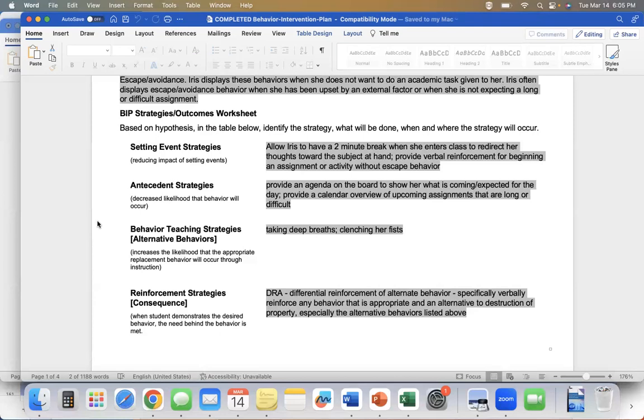Antecedent strategies are those things that we put in place prior to decrease the likelihood of the behavior occurring at all. So if she does not like surprise assignments, she doesn't like not knowing what's coming, putting that daily agenda on the board, letting her know what's coming, what's expected for the day, and then also putting a calendar overview of upcoming assignments, particularly that are long or difficult.